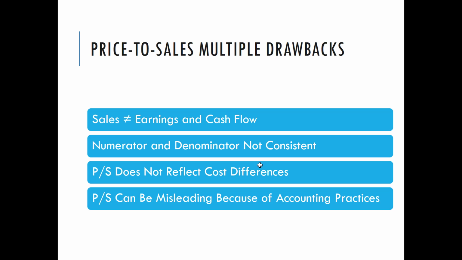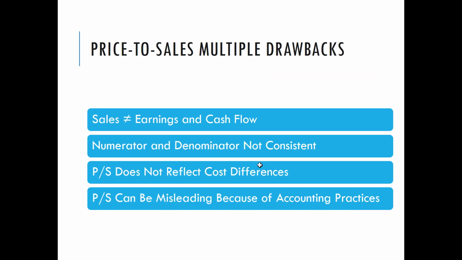So because of this, you might not necessarily want to use a price to sales multiple. Usually you would use this as a last resort. You tend to avoid it because sales doesn't have anything to do with your earnings, so you really don't know what the returns are. And it doesn't tell you anything about the cash flows, so you don't know whether the firm is actually producing cash or not.